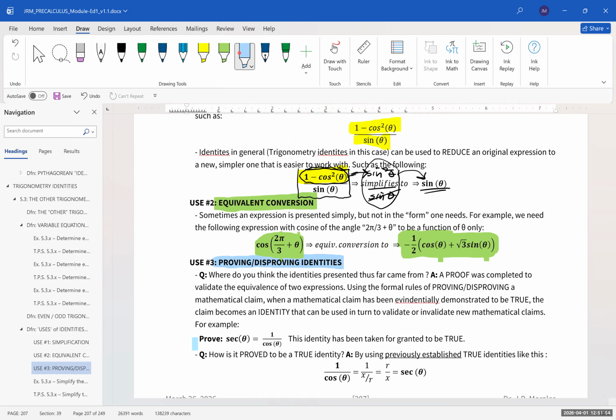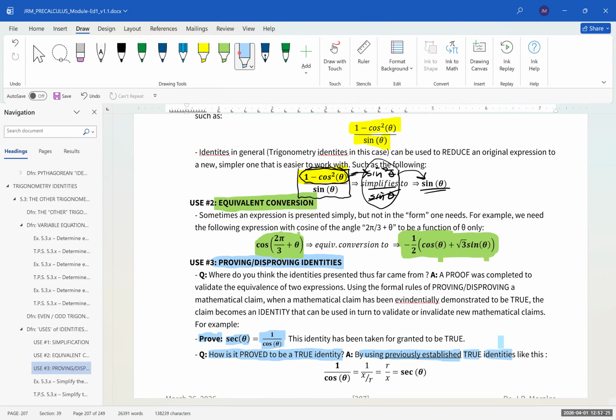So for example, a problem you could have is: prove that secant theta is equal to 1 over cosine theta. So you were just kind of told that these two are reciprocals of each other. All right, so how do we prove that this identity is true? And so we prove it by using previously established true identities.